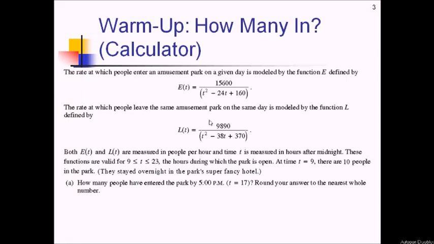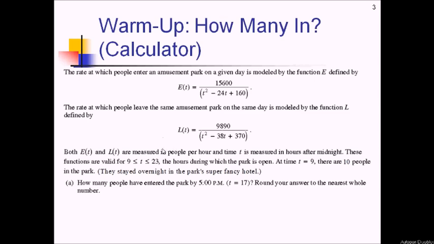For your warm-up on this one, you've got two tasks. First task is to read through all of this stuff and see if you can make some sense of what's going on in this situation. All right, so just to summarize what we read here, we have people coming into an amusement park. We have a rate of entry modeled by the E of t function, and of course people are also leaving the park at the same time, modeled by this L of t function for the rate.